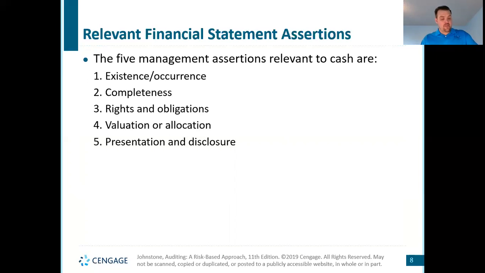Rights and obligations. The company has title to the cash account as of the balance sheet date. For example, cash might be pledged as collateral. If this is the case, the company must disclose relevant information about the collateral arrangement. In most cases, risk related to ownership of cash is low.